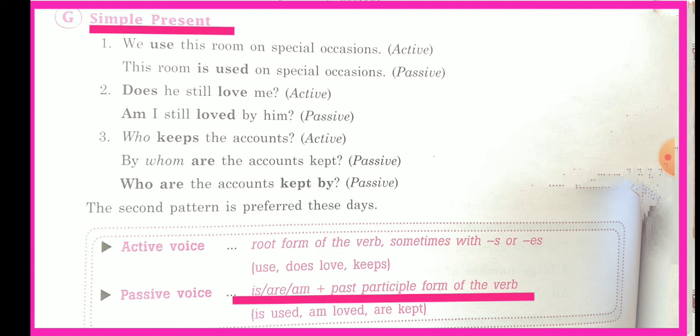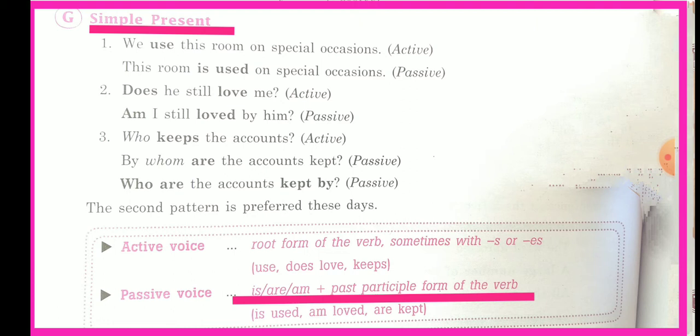Then in passive voice it will be changed into is, am, are plus past participle, means is, am, are plus third form of the verb. This is the first rule. First form of the verb will change into is, am, are plus third form. Let us look at the example. We use this room on special occasions. Here the word we is our subject, that will change into object, and this room is our object.